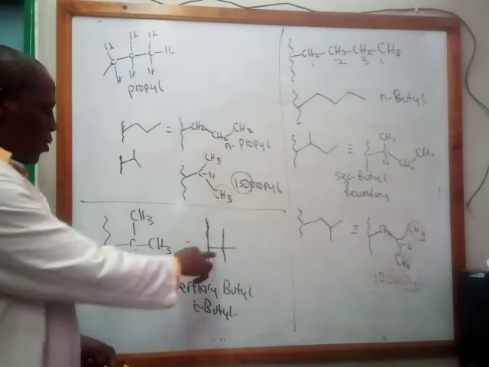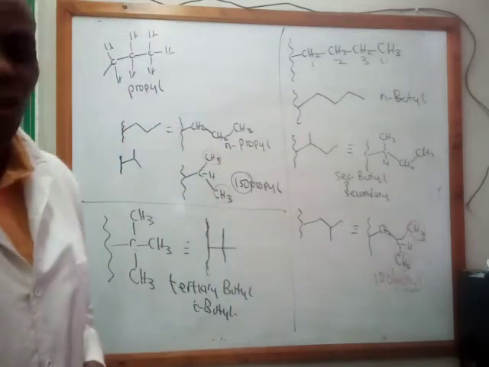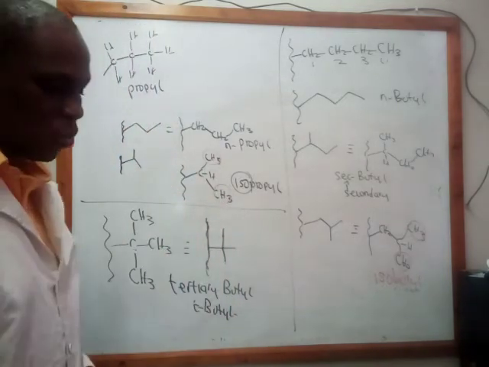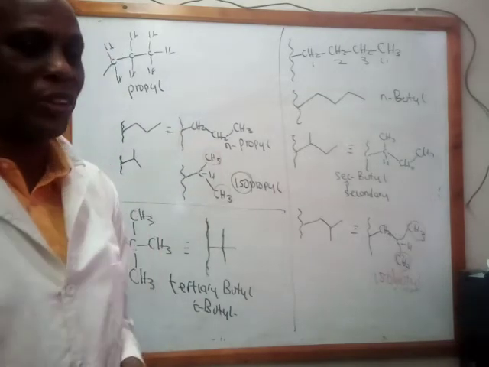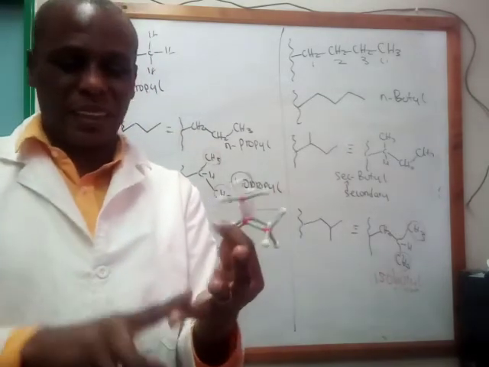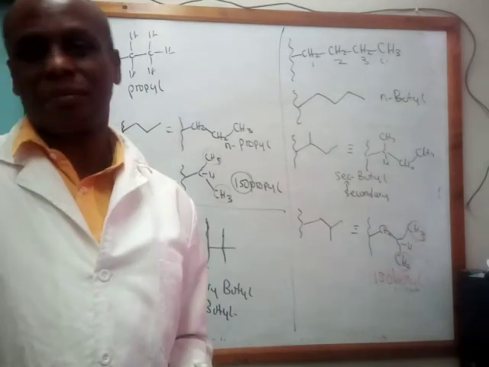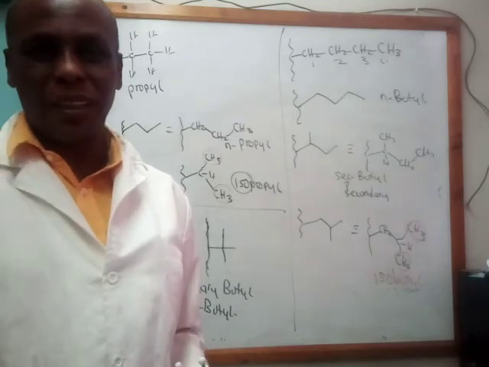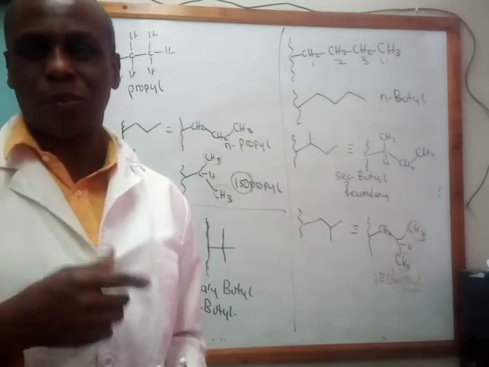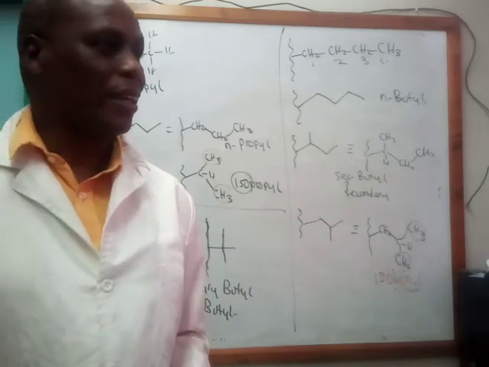All right. So now we are going to be focusing on these bond line structures going forward with the illustrations. This is just to show you the substituents. We've dealt with the methyl substituent. It has one carbon atom. Ethyl substituent, two carbon atoms. Propyl substituent, three carbon atoms. Butyl substituent, four carbon atoms.